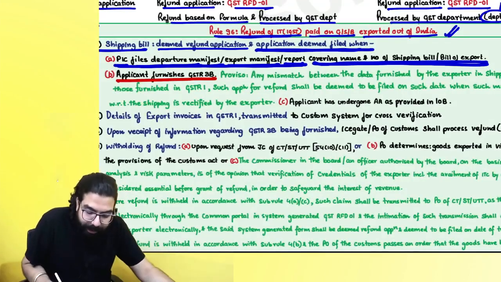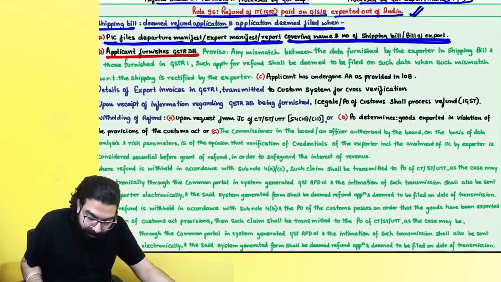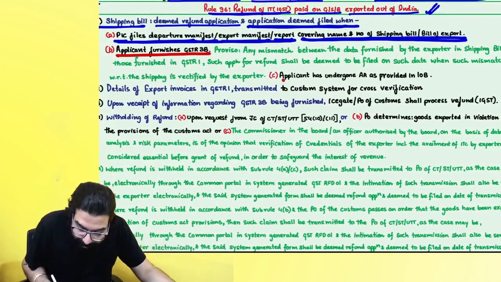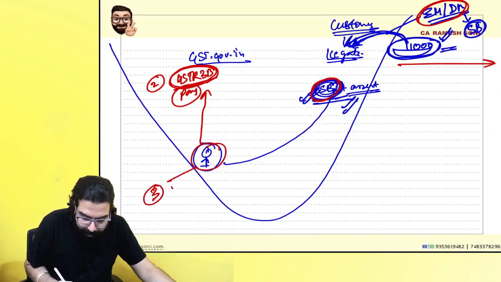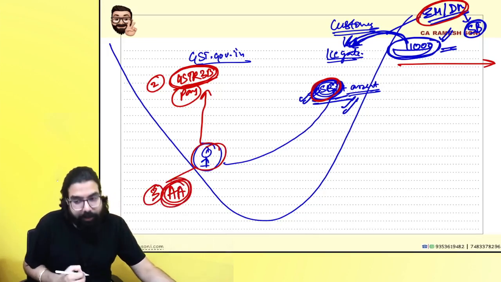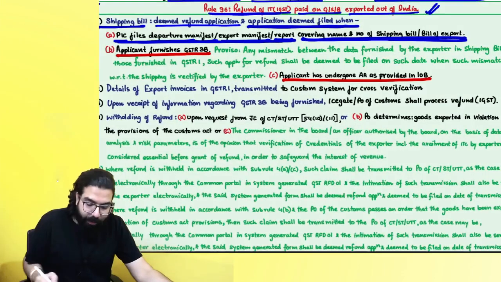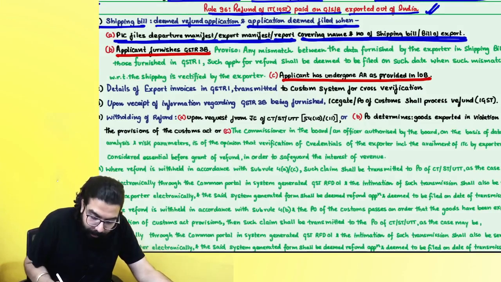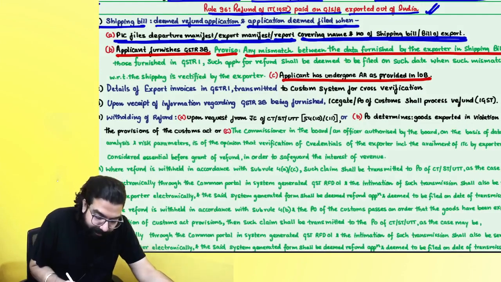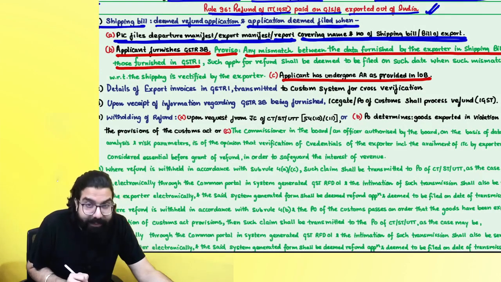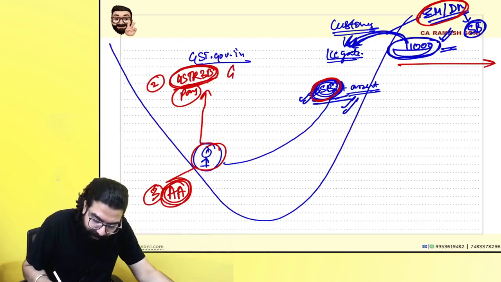Thirdly, they are saying the applicant has undergone Aadhaar authentication, which means I should have undergone Aadhaar authentication as number three. Okay, the point is clear. Now, next, in the proviso amendment: any mismatch between the data furnished by the exporter in the shipping bill with that in GSTR-1. Now I will also furnish GSTR-1.